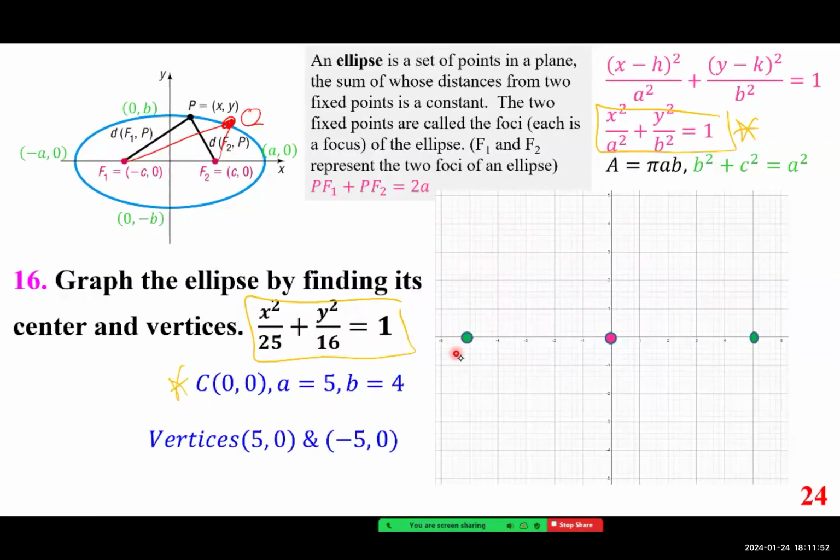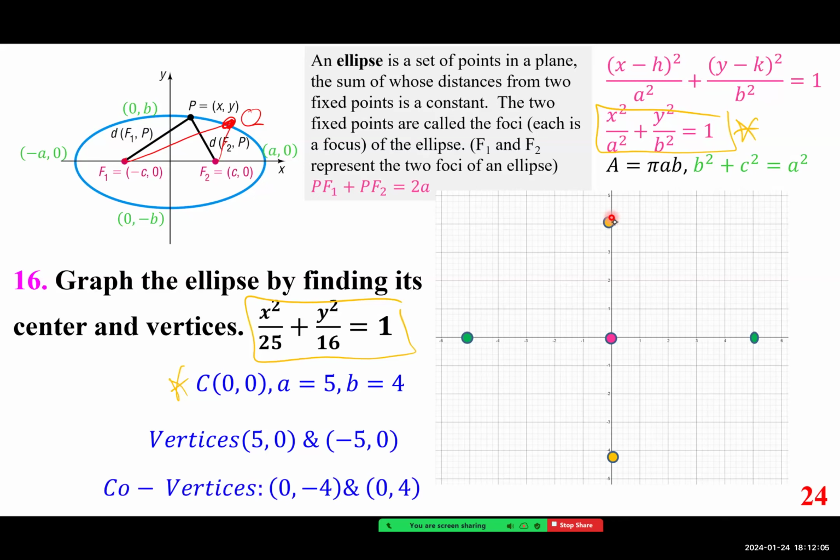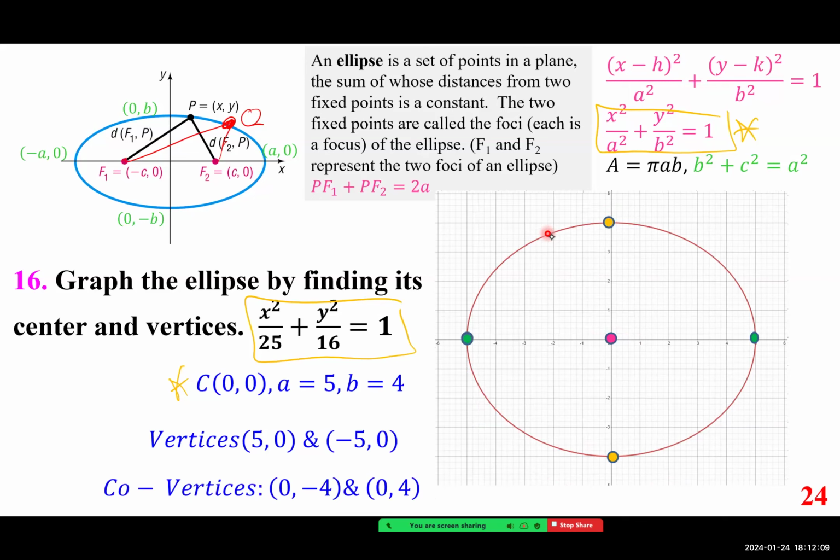Now, the co-vertices, up and down, are located, because b is 4, at 0, -4 and 0, +4. And if you put them together, that's the graph of an ellipse.